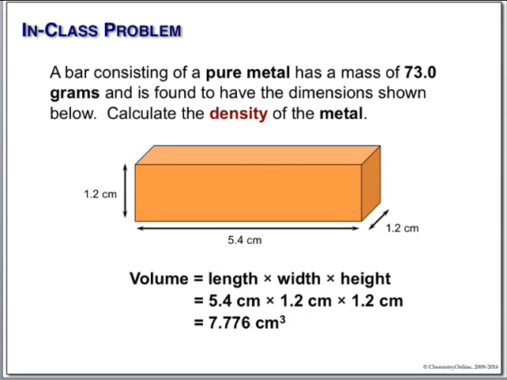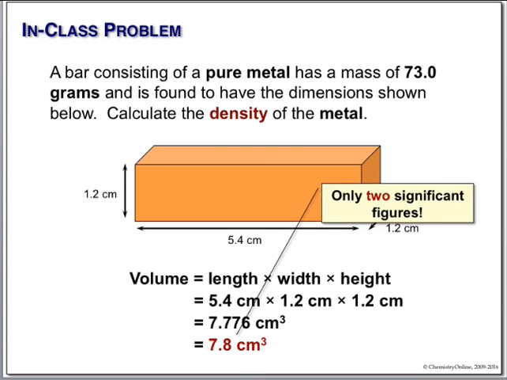Now that's the calculator answer. That's not right, is it? Because look at our measurements. These are only 2 significant figures, aren't they? So the volume cannot be more accurate than 2 significant figures. So we just have to round this to 2 figures. So our 7 is going to round to an 8. All right, so we know our mass and we know our volume.